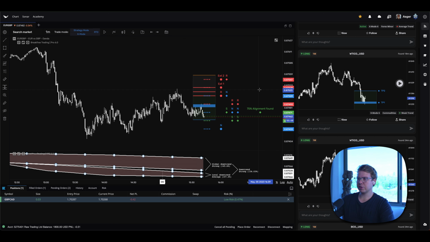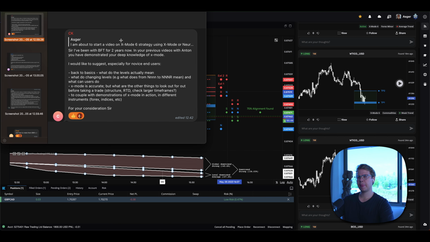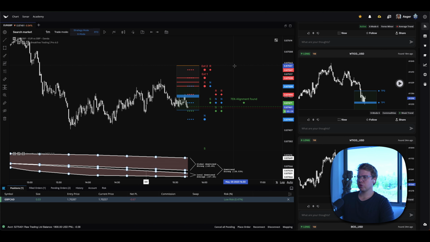Now, I had some questions earlier that I wanted to bring up. Back CK here is asking about back to the basics. What do the levels actually mean? What to do with changing levels? And what can users do? So let me explain. Let's turn strategy mode off here for a sec. Let me explain these levels for you.